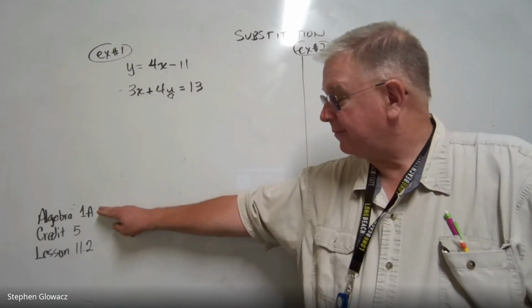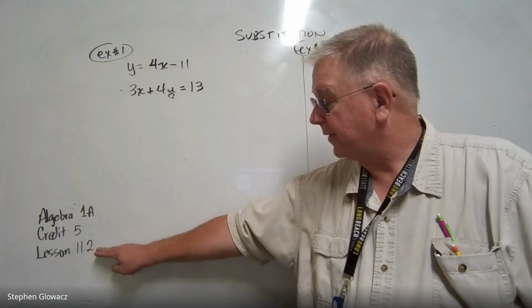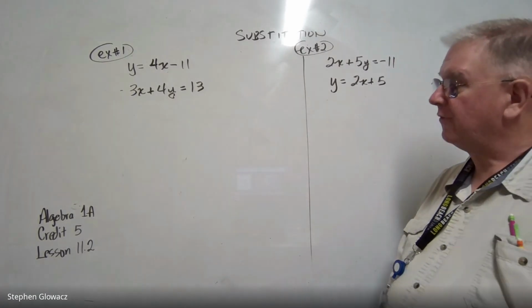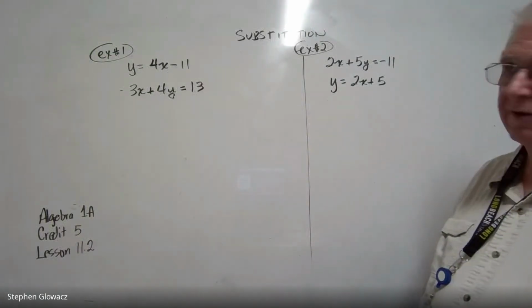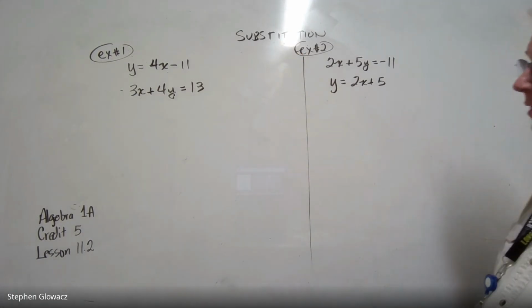These are the examples for Algebra 1A, Credit 5, Lesson 11.2. Lesson 11.2, we're going to continue solving systems of equations. In the last lesson, we solved by graphing. This lesson, we're going to be solving by substitution.